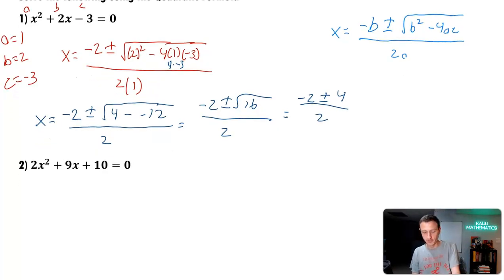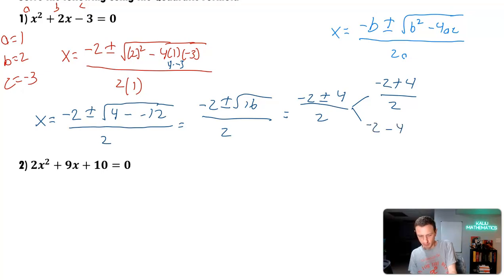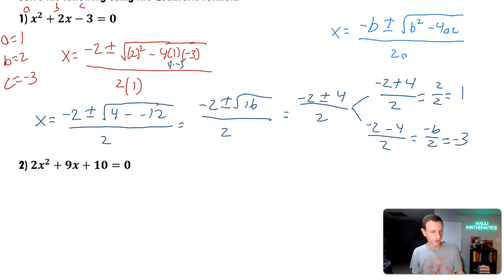Then that generates two answers, because we have to now do negative 2 plus 4, all over 2, and negative 2 minus 4, all over 2. Negative 2 plus 4 is positive 2 over 2, which is 1. Negative 2 minus 4 is negative 6 over 2, which is negative 3. So those are our two answers, 1 and negative 3.